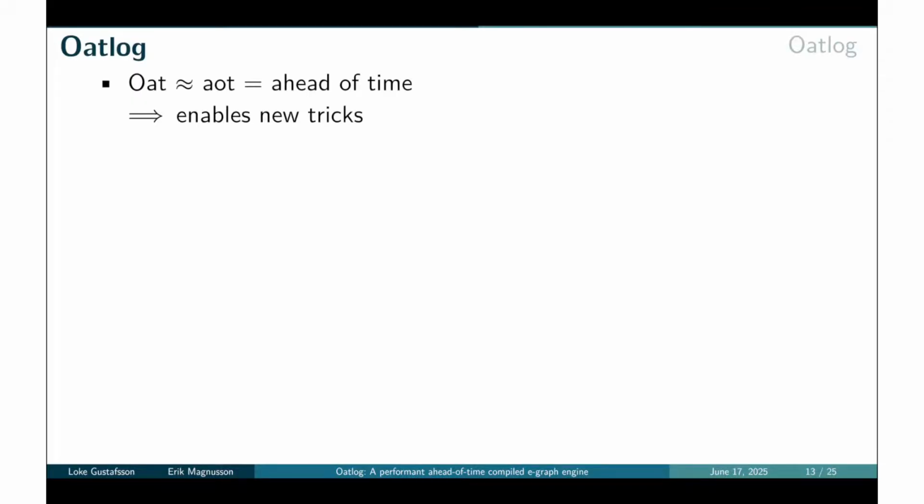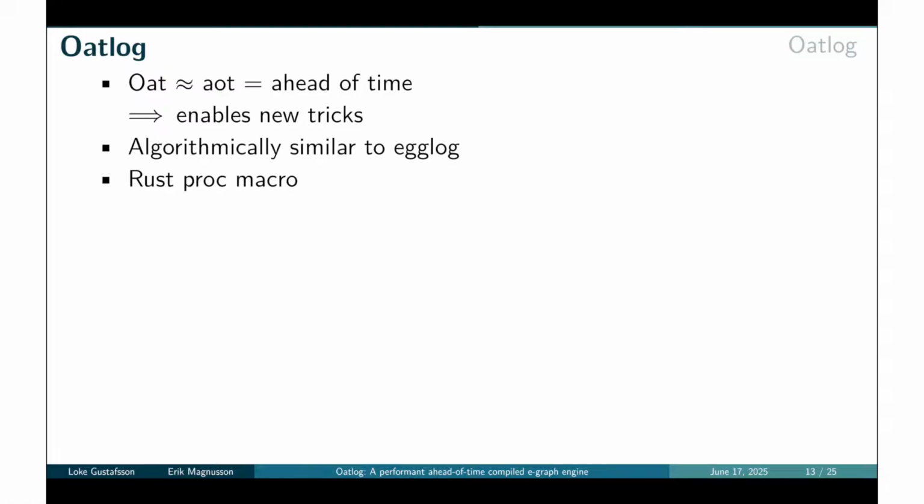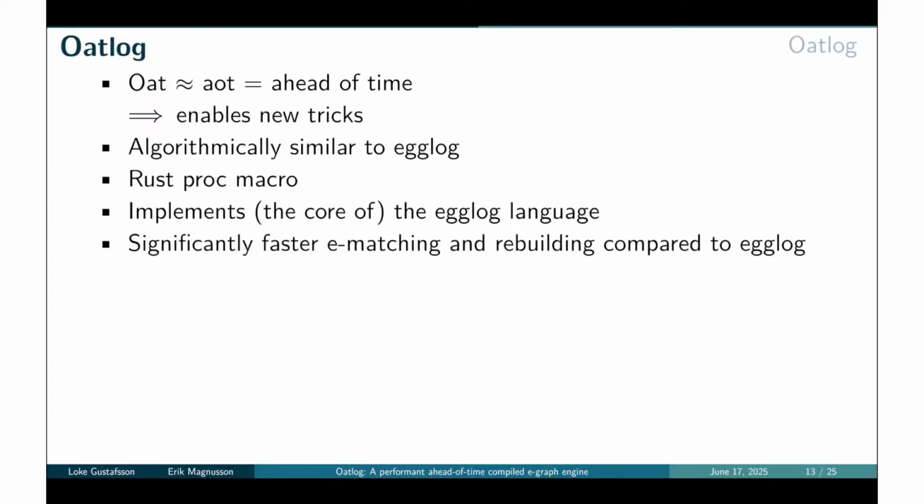Oatlog is architected as an ahead-of-time compiler, allowing new tricks based on whole theory preprocessing and optimizations between multiple rewrite rules. It is algorithmically similar to egglog, using relational e-matching with worst-case optimal joins and semi-naive evaluation. Concretely, Oatlog is a Rust proc macro, embedding an equality saturation theory into your application. It implements the core of the egglog language, including primitive types and merge expressions. And above all, Oatlog achieves significantly faster e-matching and rebuilding compared to egglog.